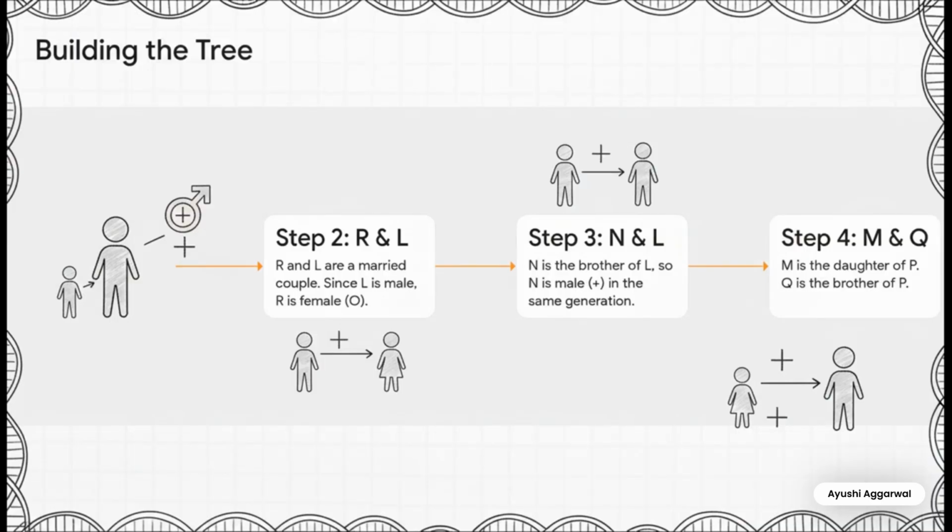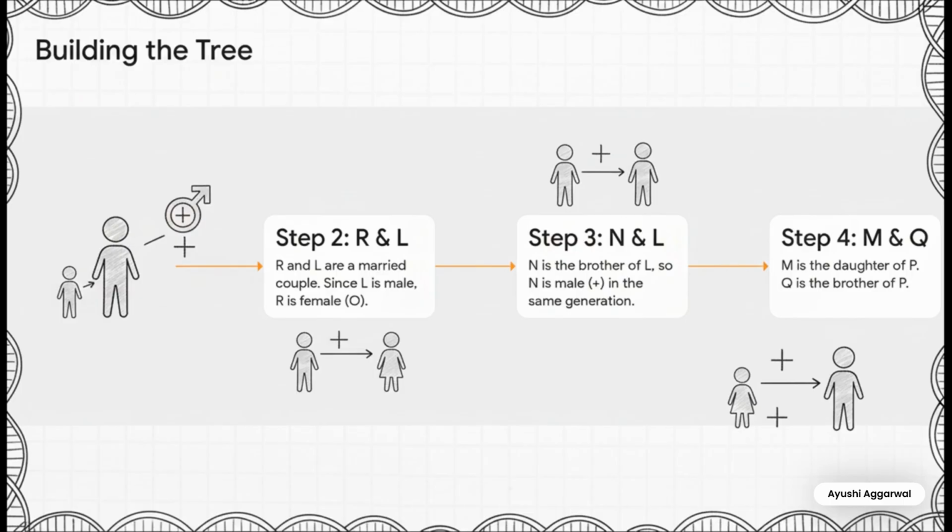The first clue is P is the son of L, but L is not the mother of P. Okay, think about it. If L is not P's mother, then L must be the father, right? So L is a male, and P is his son, so P is also a male. Next, R and L are married couples. Easy. We just connect L and R with a double line. And since we know L is a male, R must be a female.